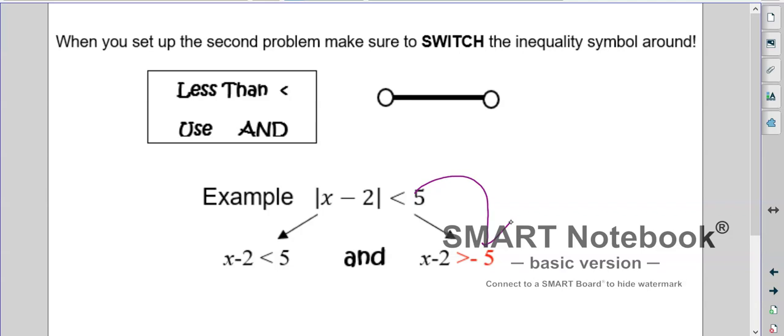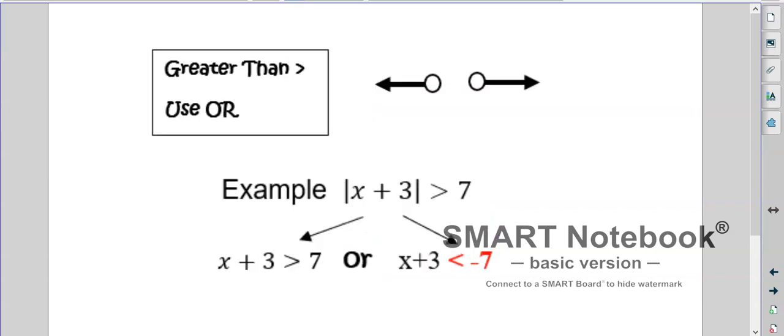Now, when you have a less than problem like so, we're going to use the word "and," and it's going to look like this. If it was less than or equal, it would be solid dots. If it's a greater than symbol, we're going to use "or," and it's going to look like this, going in opposite directions, all right?